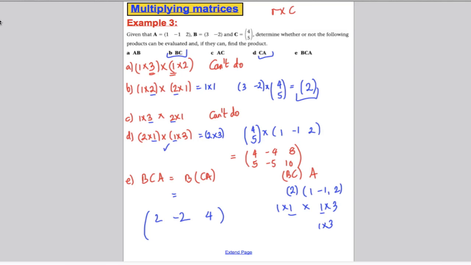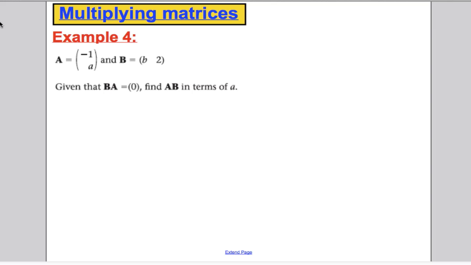Okay, and lastly, example 4, just a bit more thinking involved, but pause the video, have a go, and I'll go through in 5 seconds.